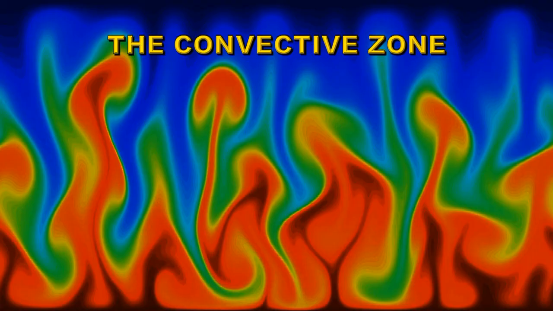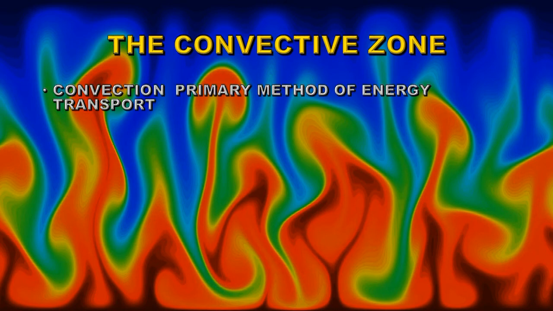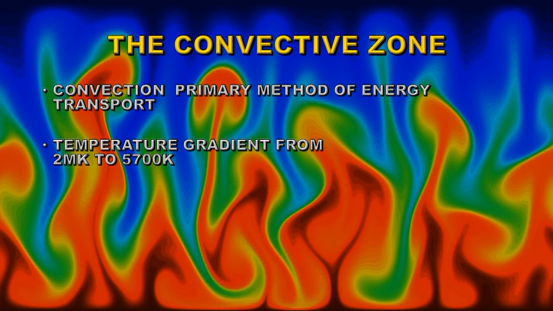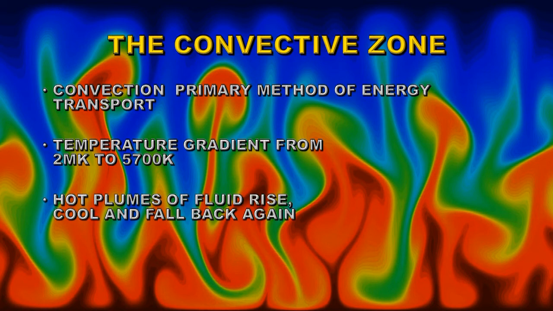The topmost layer of the solar interior is called the convective zone. It is where convection is the primary method of energy transport. At the base of the convection zone, the temperature is 2 million degrees Kelvin. At the surface of the sun, the photosphere, it's about 5,700 degrees Kelvin. So this sets up hot plumes of plasma rising to the surface, cooling, becoming more dense and falling back, only to be reheated. That's what basically convection is.